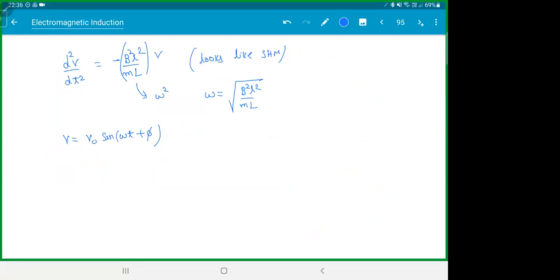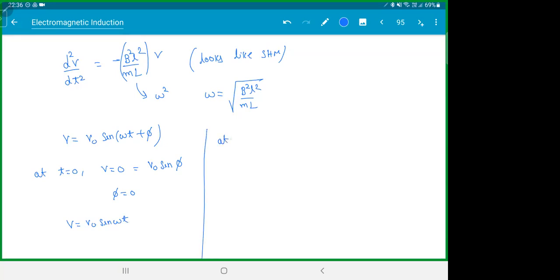So this is the equation. V is equal to V naught sine omega t plus phi. Job is still not over. You need to find that V naught and phi. At t equals 0, velocity is 0. So this will be V naught sine phi, so therefore phi also should be 0. So V is equal to V naught sine omega t. Great. Omega I know, I need to find V naught.